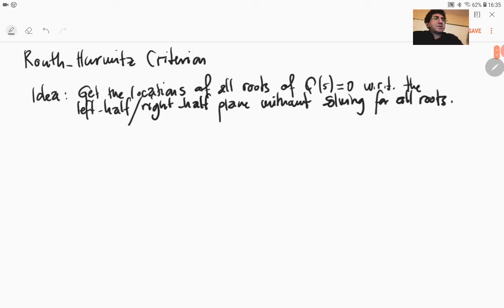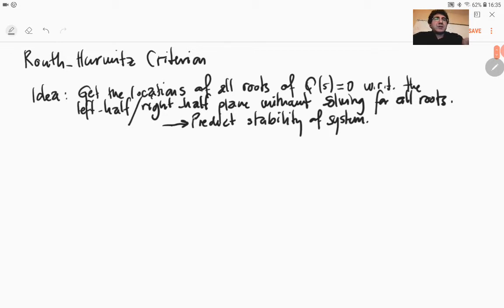And what that's going to be useful for is that if we know how many poles are in the left half plane versus the right half plane, we can predict the stability of the system.